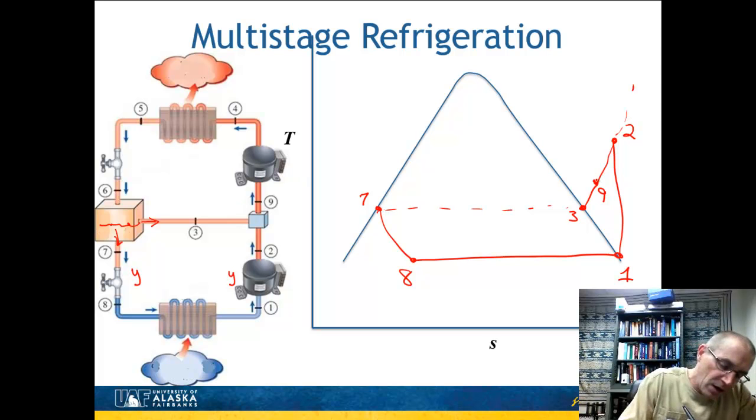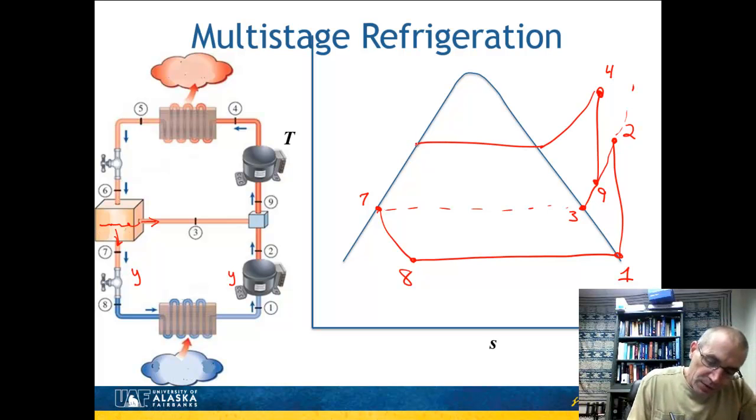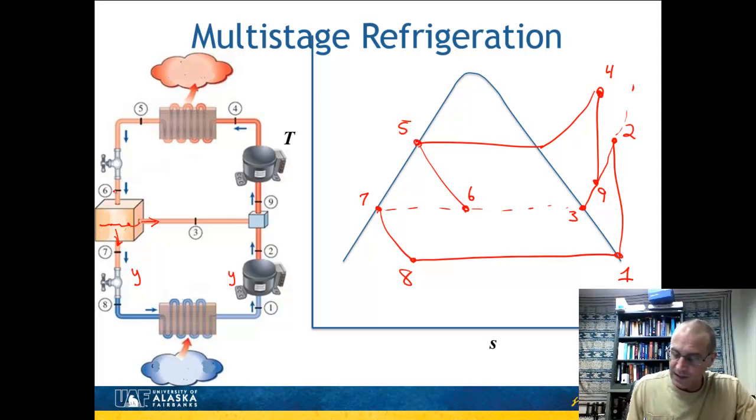Then point 9 goes through a compressor, and I'll again draw it straight up to be isentropic. That's point 4, and this is my high pressure, going over to point 5, and then running through a throttling valve down to that middle pressure. Right there is going to be point 6. Recognize point 6: the liquid's going over to point 7, and the vapor's going over to point 3.